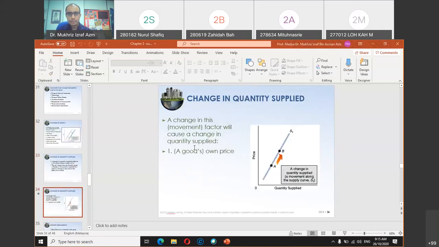Okay, and movement along the curve is, as I mentioned just now, what we call the change in quantity supplied. So take note of the difference in terms: a change in quantity supplied versus a change in supply. Just like in demand, change in quantity demanded versus change in demand. If you have the word quantity supplied or quantity demanded, that is movement along the curve. But if you talk about change in supply, without the word quantity, you are talking about whether the supply curve shifts to the right or to the left.